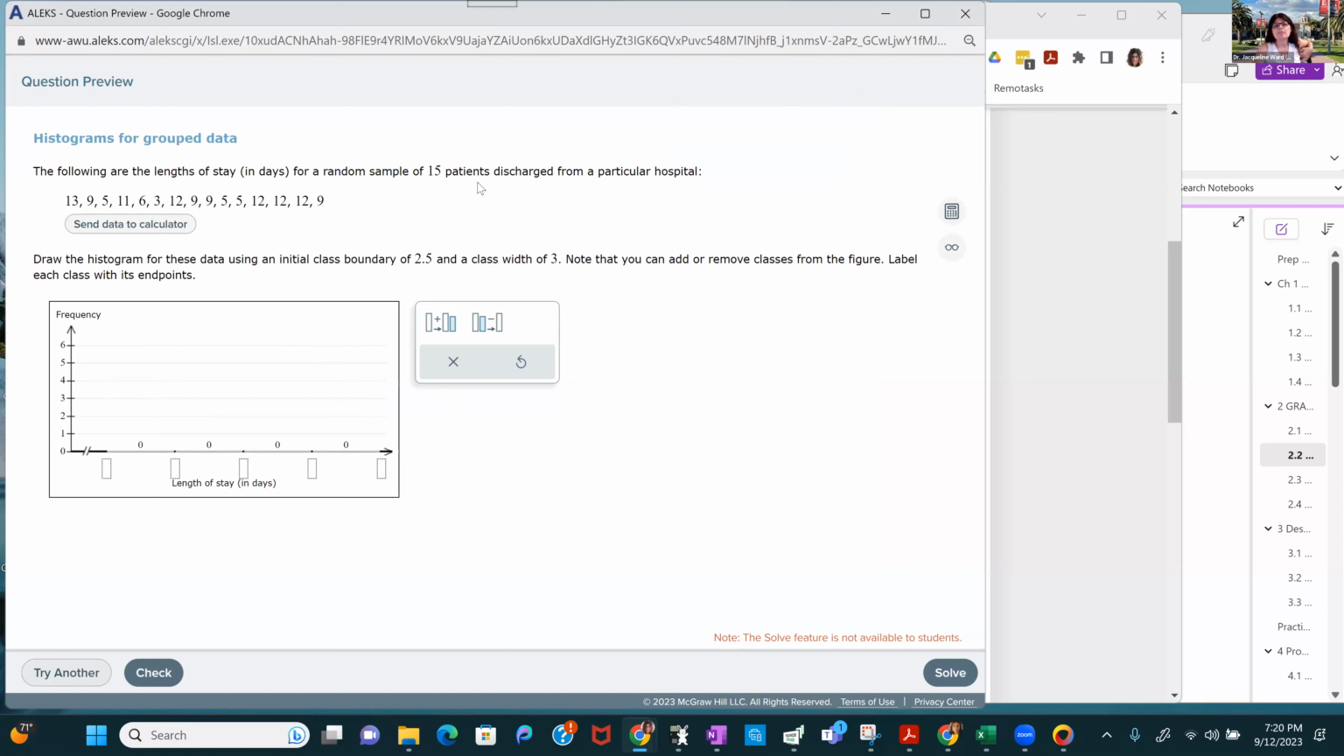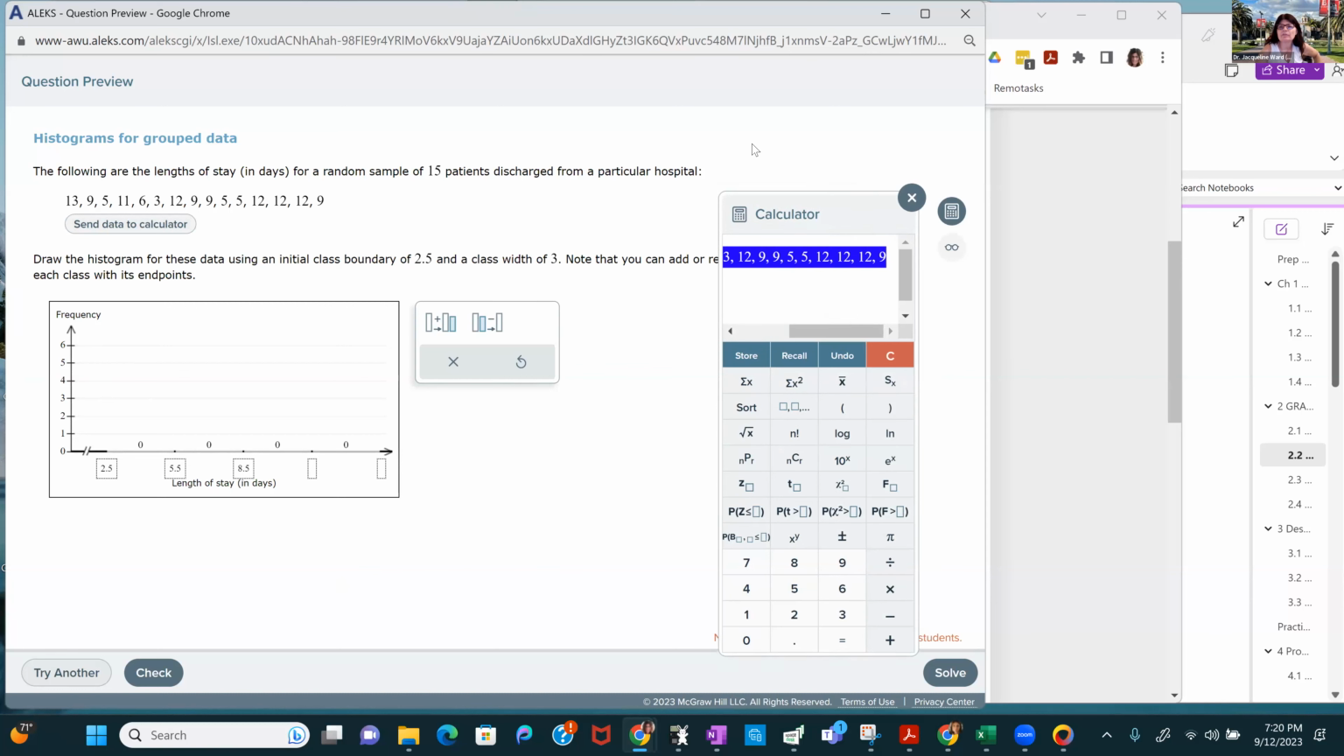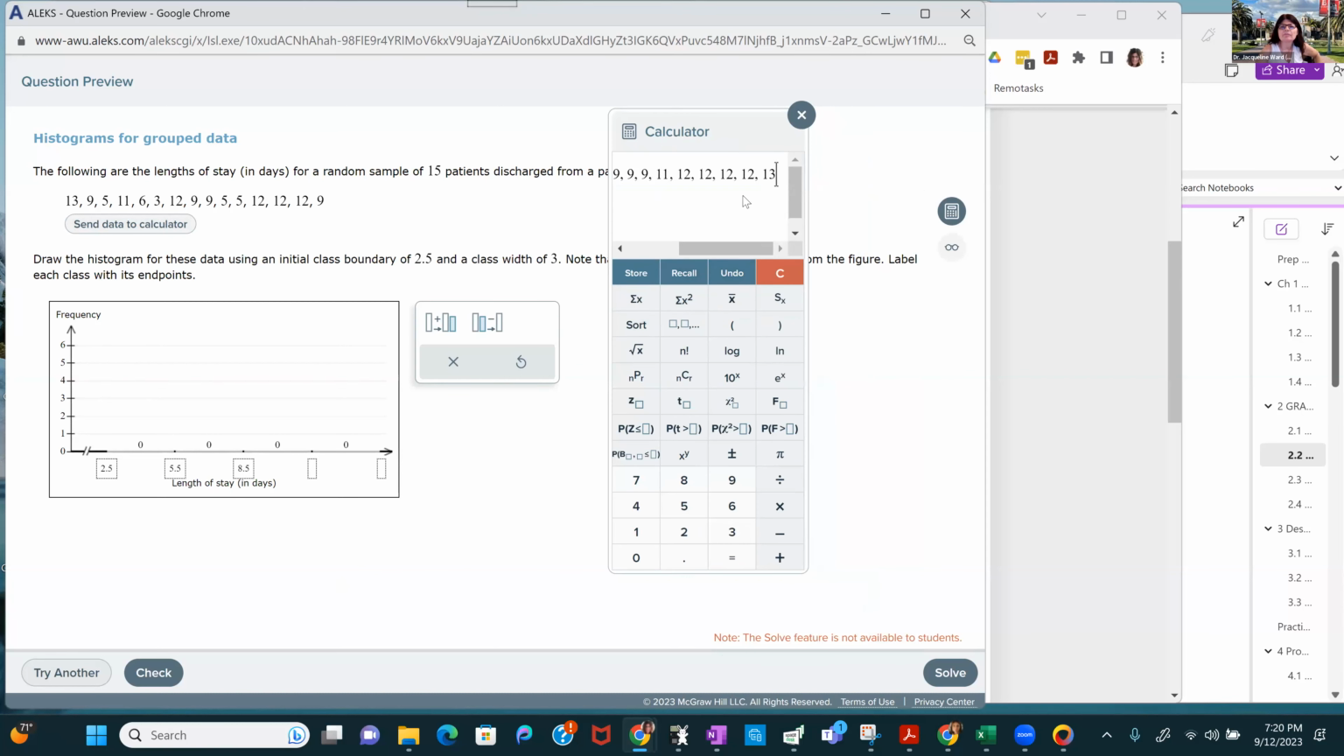So here are lengths of stays for a random sample of 15 patients discharged from a particular hospital. So somebody stayed 13 days, 9 days, et cetera, et cetera. An initial class boundary of 2.5 and a class width of 3. So you're going to add 3, et cetera. And you just want to make sure you're going to capture the biggest number. So send to the calculator and sort. You want to be able to capture 13. So you're adding 3, add 3, and now 13 will be in here. And again, you're just counting how many are in each class.